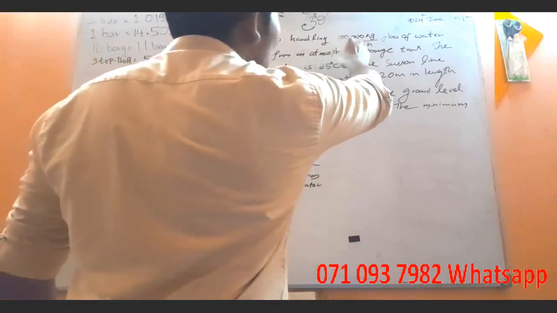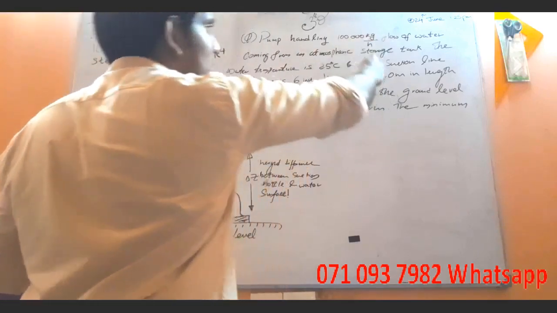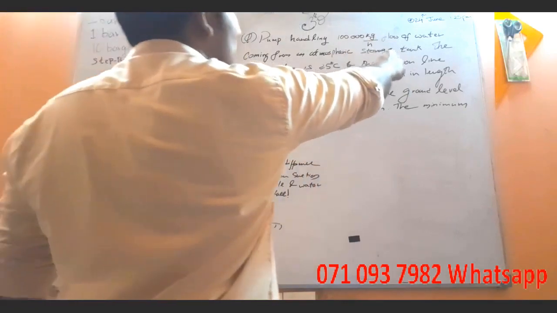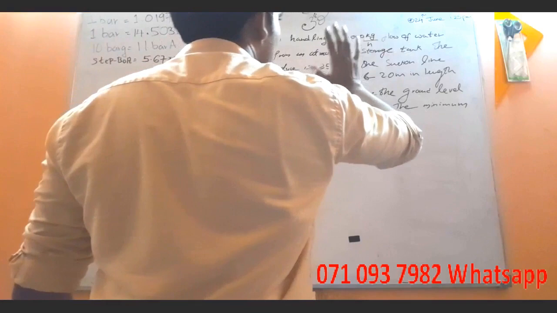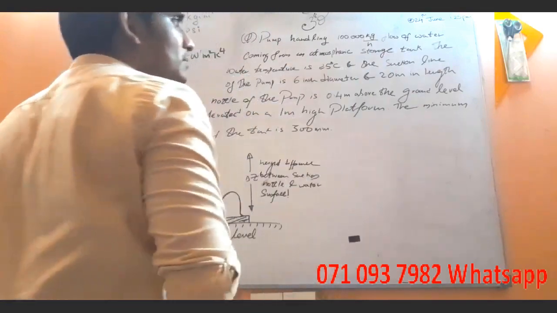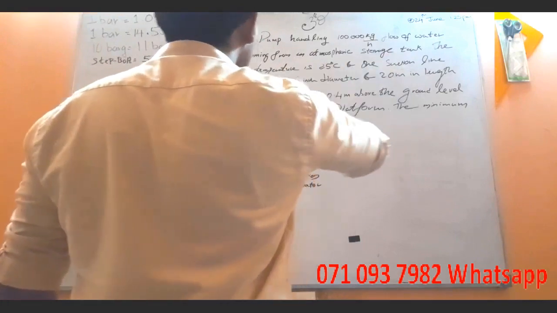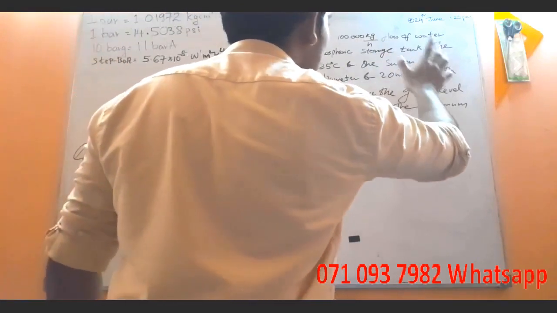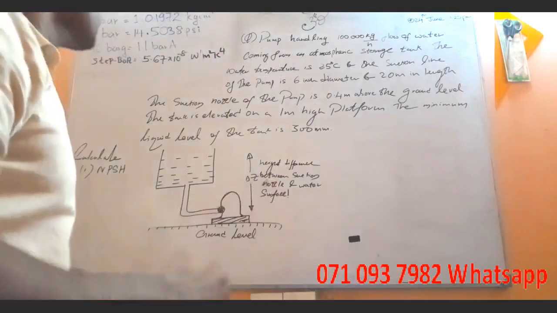A pump is handling 100,000 kilograms per hour flow of water coming from an atmospheric storage tank. The water temperature is 25 degrees Celsius, and the suction line of the pump is 6-inch diameter and 20 meters in length. So that is the problem.